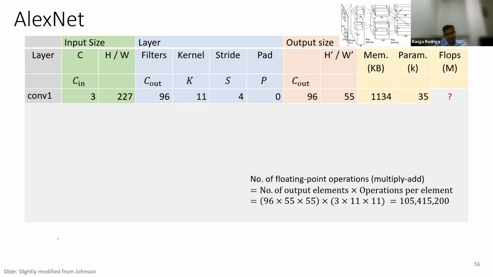Okay, here is how we do that. Number of floating point operations is the number of output elements times operations per element. The number of output elements is, because we have 96 channels, and the height and width are 55: 96 times 55 times 55 times 3 times 11 by 11. Because our convolution kernel spatial size is 11, and then the image has 3 channels. So you can see 105 million floating point operations are there.